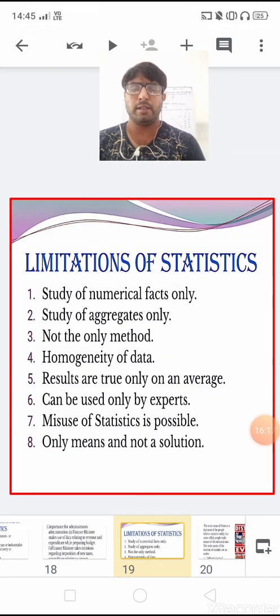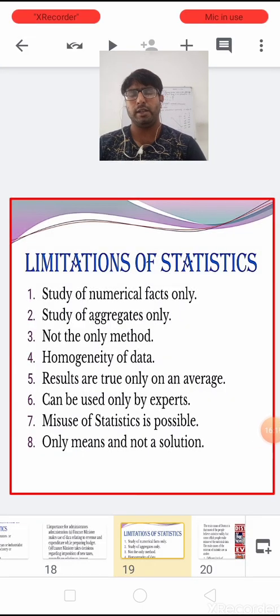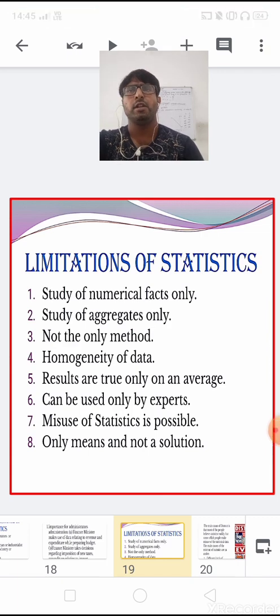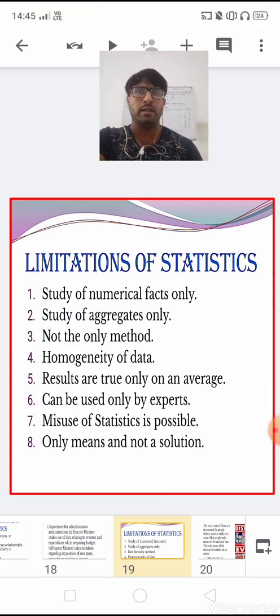Children, next is that results are true only on an average. Statistics, I just said, is a science.